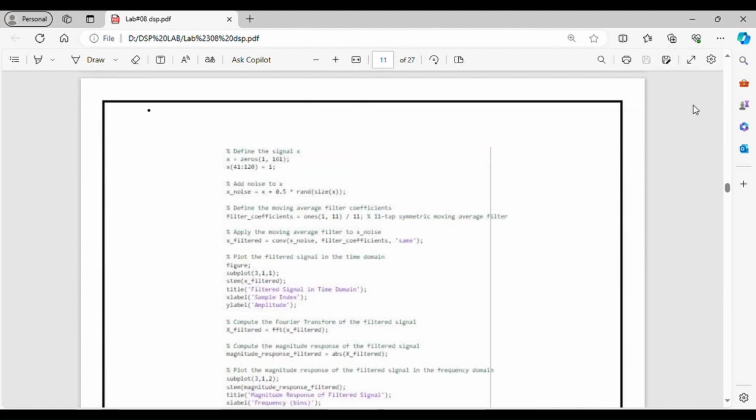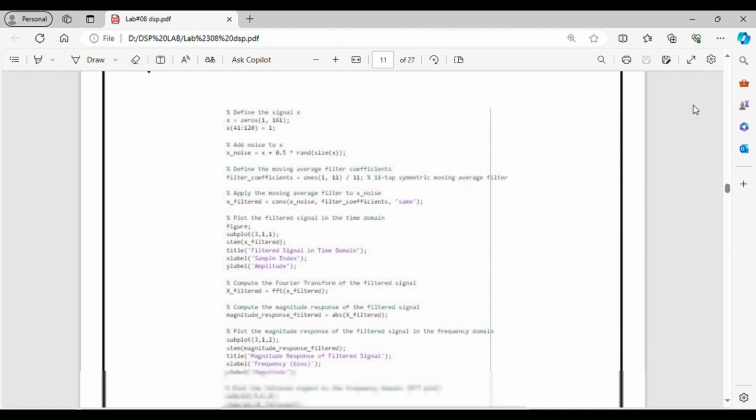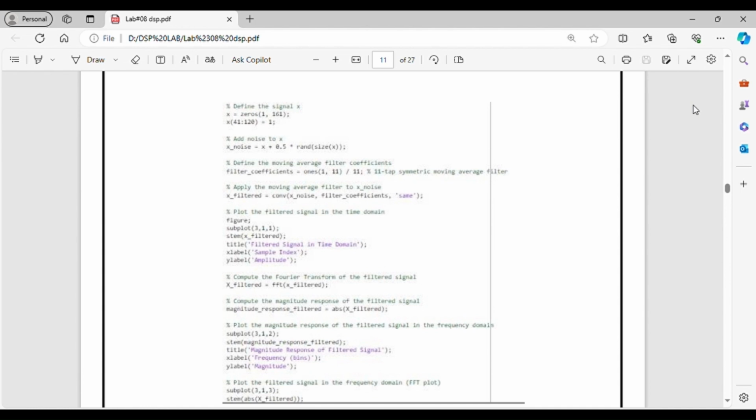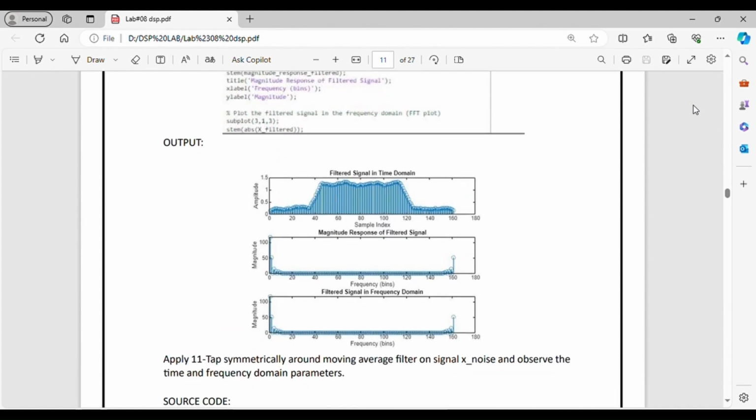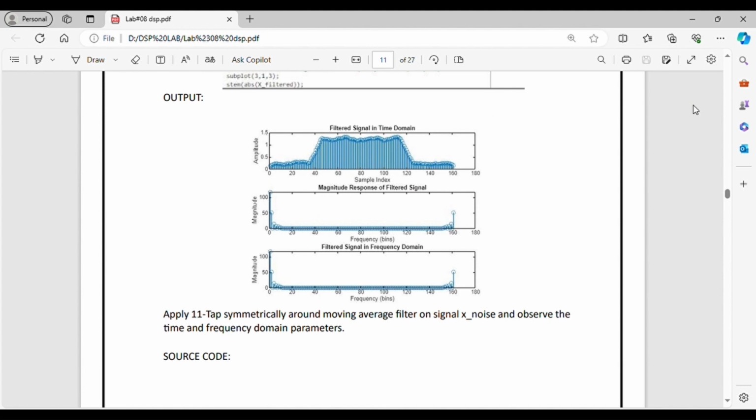The next task is to define the signal x, equal to zeros of 1 to 161, where x of 41 up to 120 is 1. Add noise to x, define the moving average filter coefficients, apply the moving average filter to the noisy x, plot the filtered signal in the time domain, compute the Fourier transform of the filtered signal, compute the magnitude response, plot the magnitude response of the filtered signal, and plot the filtered signal, the FFT plot. The filtered signal in the time domain, magnitude response, and filtered signal in the frequency domain are given below.